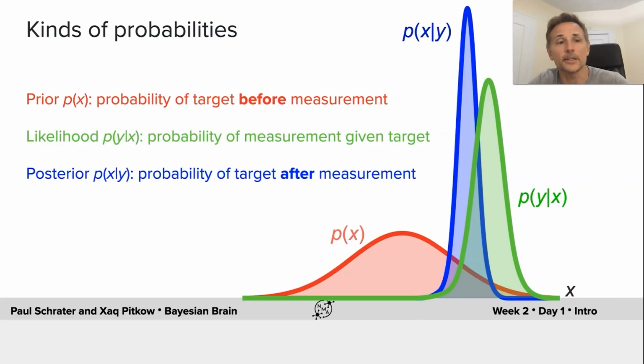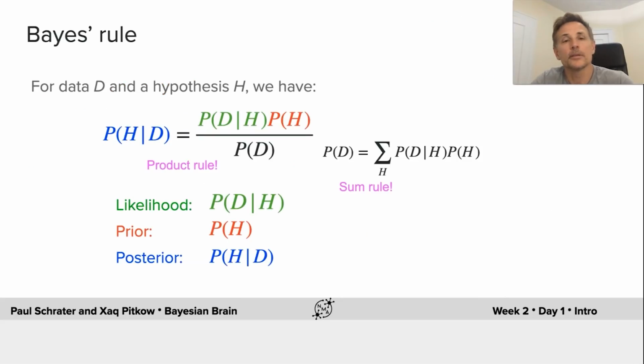Finally, the posterior is the distribution we're typically interested in to make an inference. The probability of x is our belief about the variable of interest given the evidence that we might have in the form of a particular measurement y. Those three functions that we saw in the previous slide, prior, likelihood, and posterior, are related to each other by something called Bayes' rule.